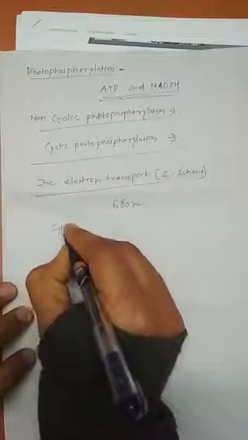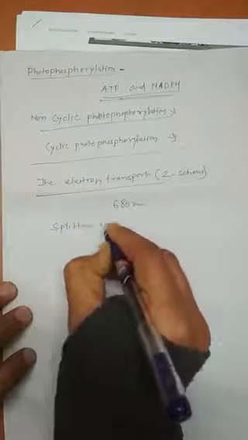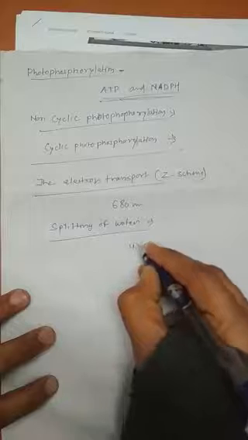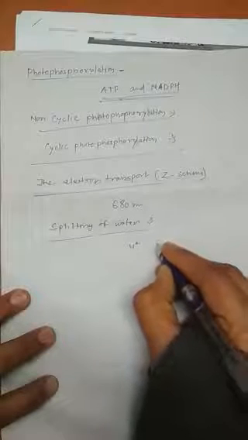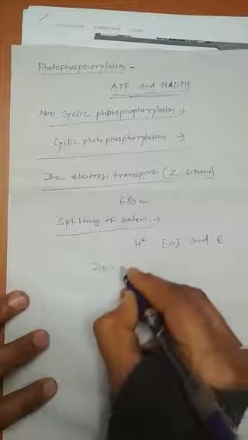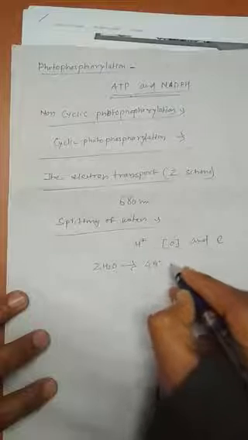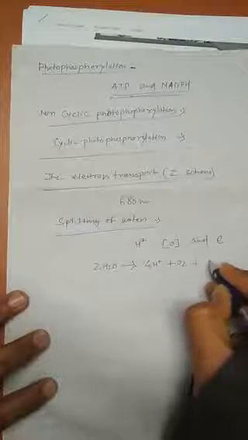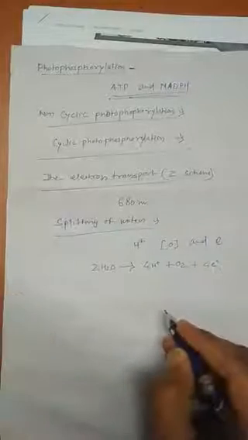Now the splitting of water. Okay. It is linked to PS2. Water is split into H plus, O, and electrons. It means 2H2O gives 4H plus, O2 plus 4 electrons. Okay.